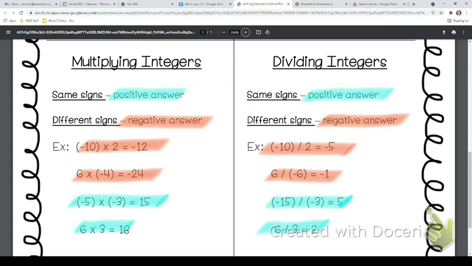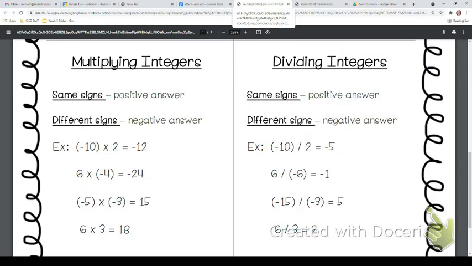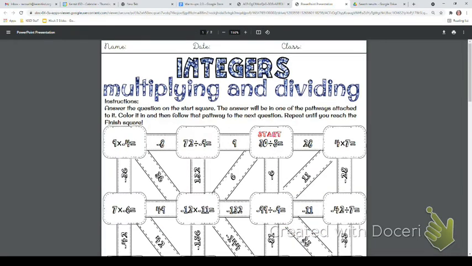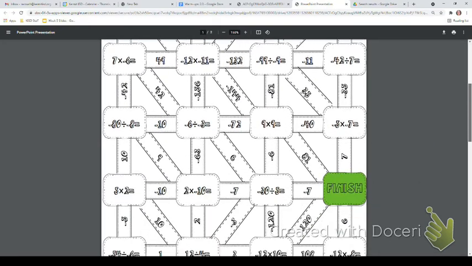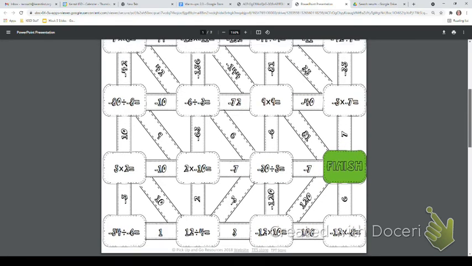Let's take a look at that paper that we're going to be working on today. We might not be as familiar with this. So it says integers and multiplying and dividing. Make sure you put your name on your paper. The instructions say answer the questions on the start square. The answers will be in one of the pathways attached to it. Color it in and then follow the pathway to the next question. Repeat until you've reached the finished square. So the finished square is like in the side on the middle.